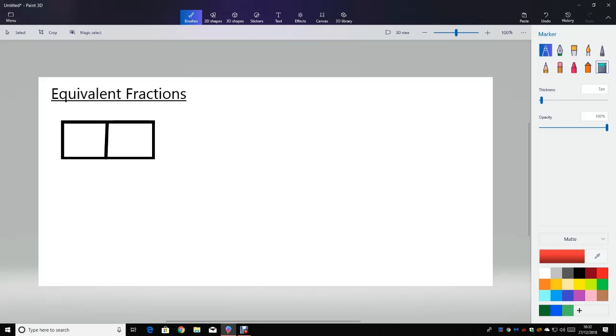So if I'm now to eat one of those parts here of that chocolate bar, I have eaten one. If you bear with me a bit. Okay, so I'll have eaten one out of two pieces of the chocolate bar. So I've eaten essentially a half of that chocolate bar.